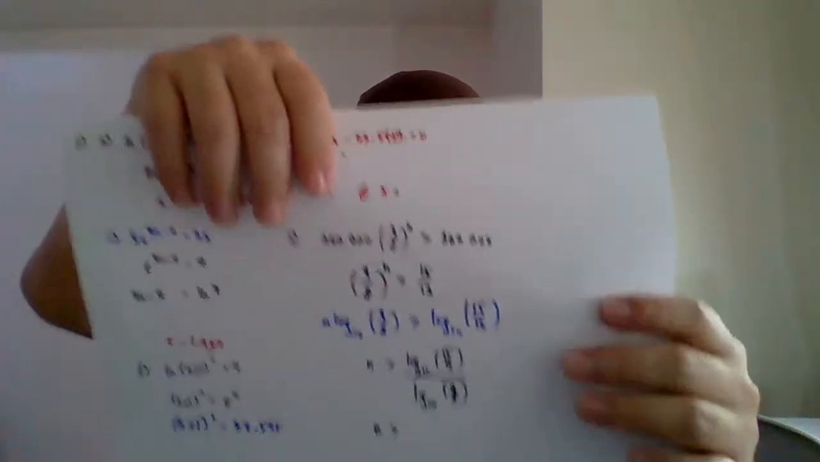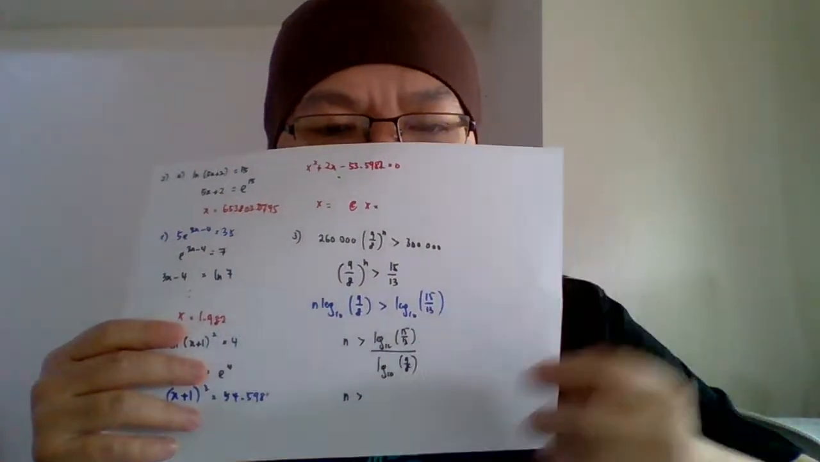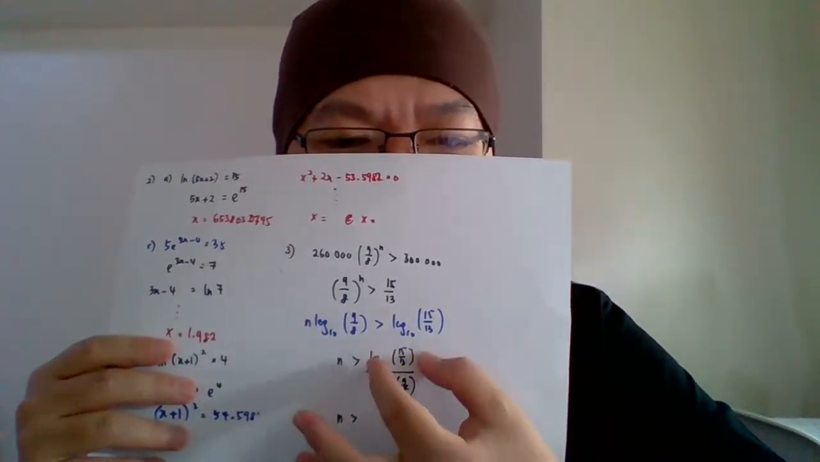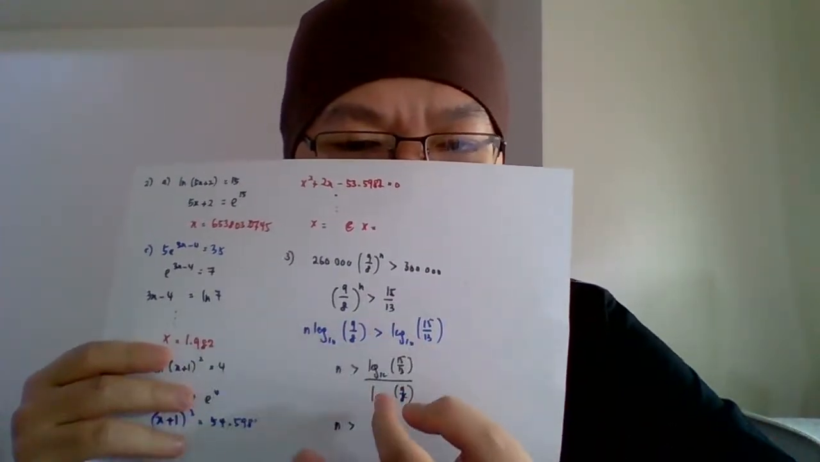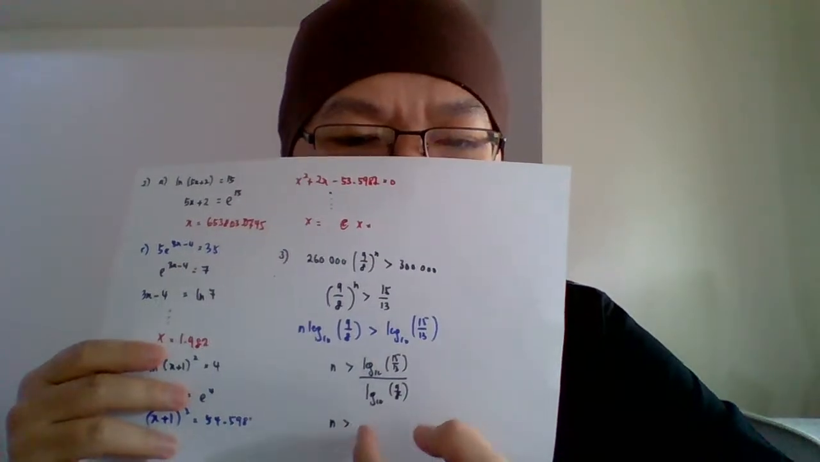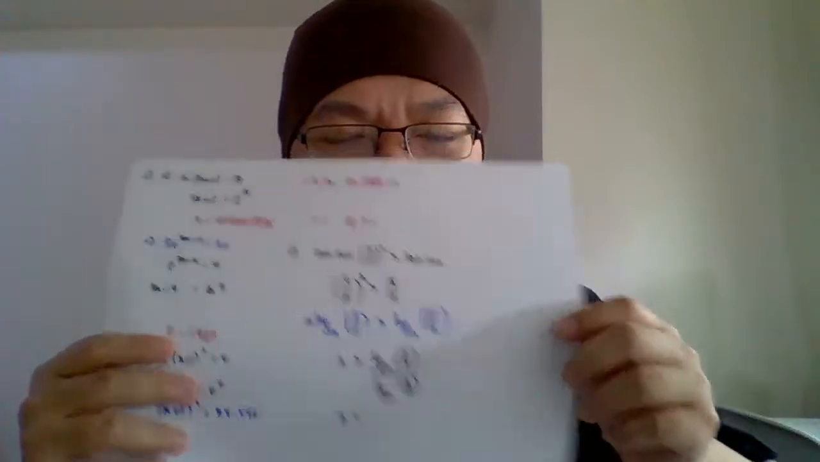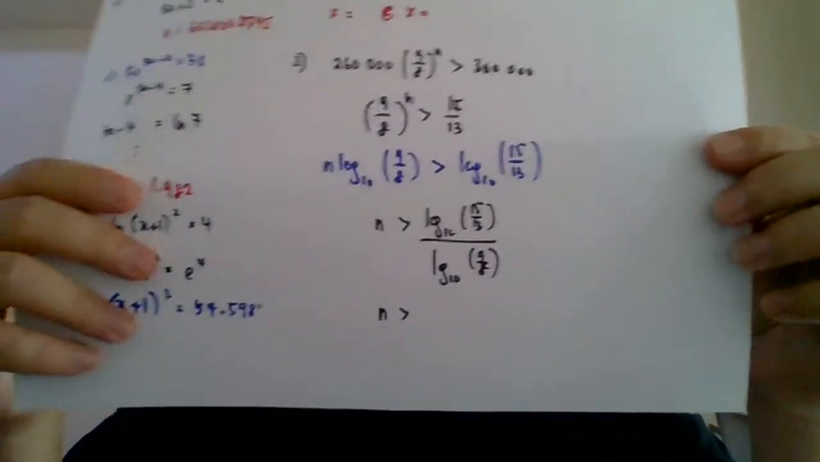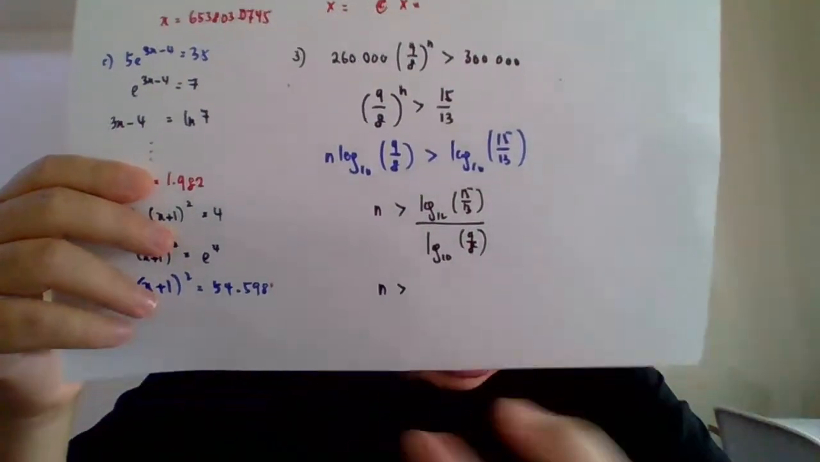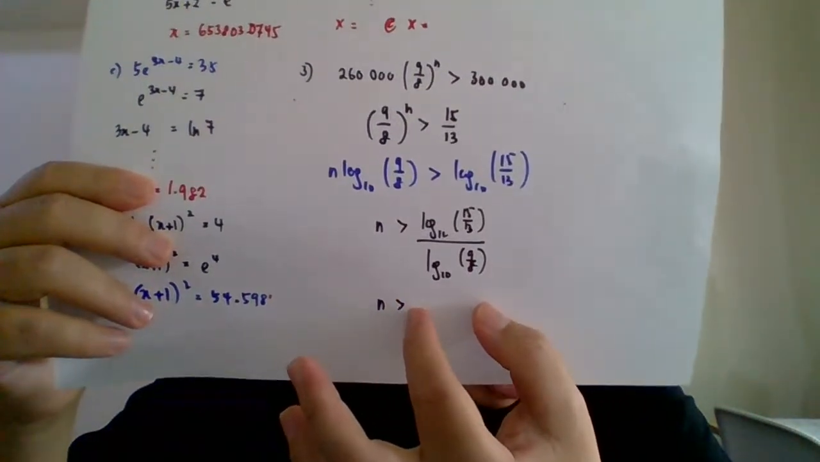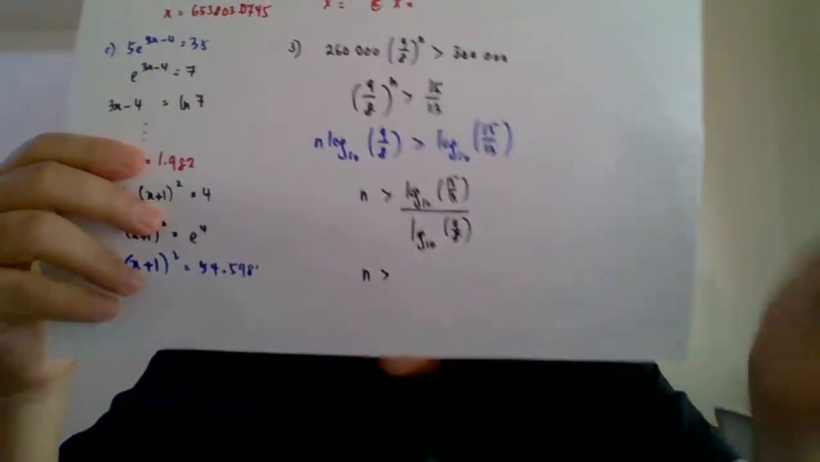Okay guys, so this is what we are supposed to get. N is more than this divided by this, so n will be more than how much? Calculate for me the value here. That will be your answer. This value here will determine your final answer. So please calculate for me.